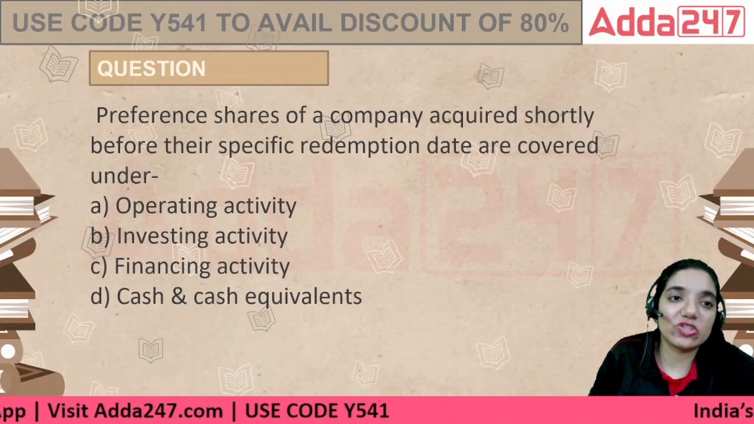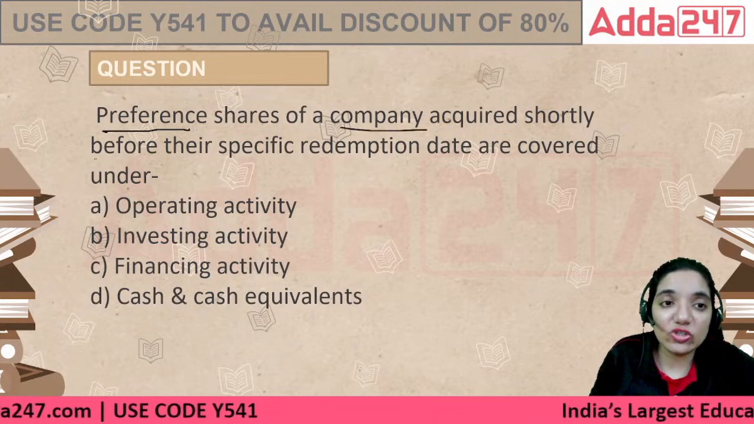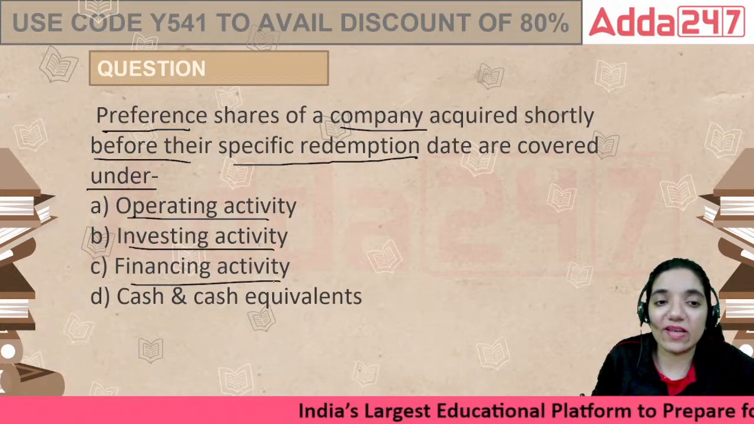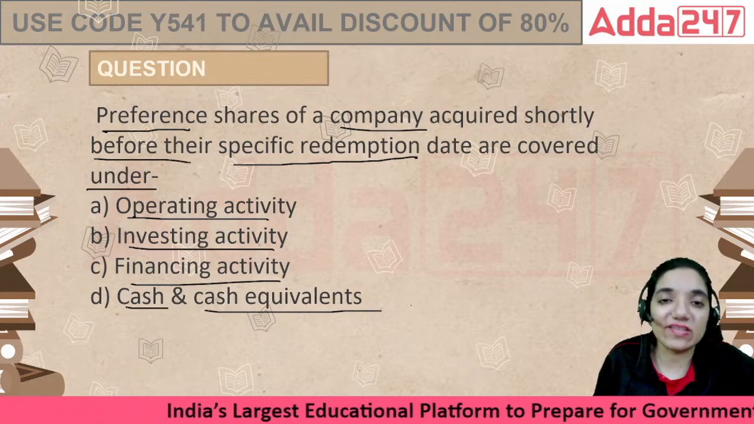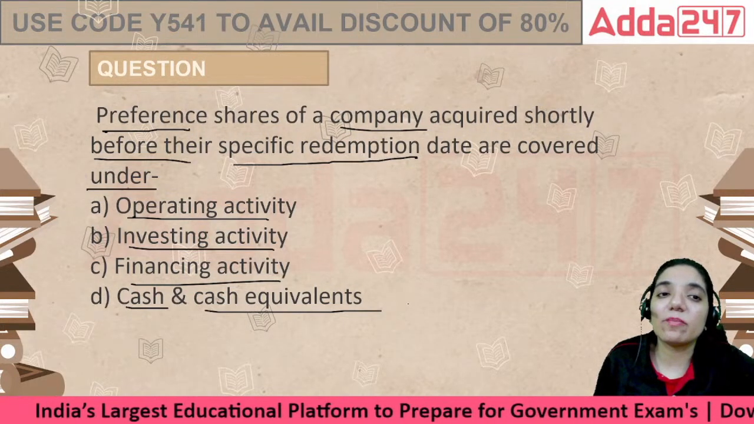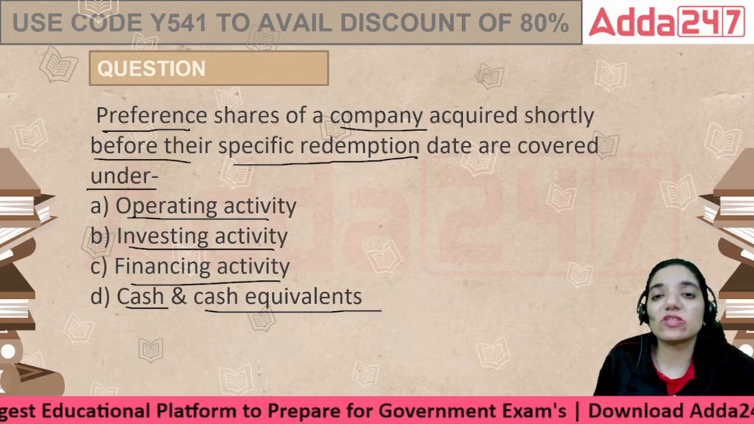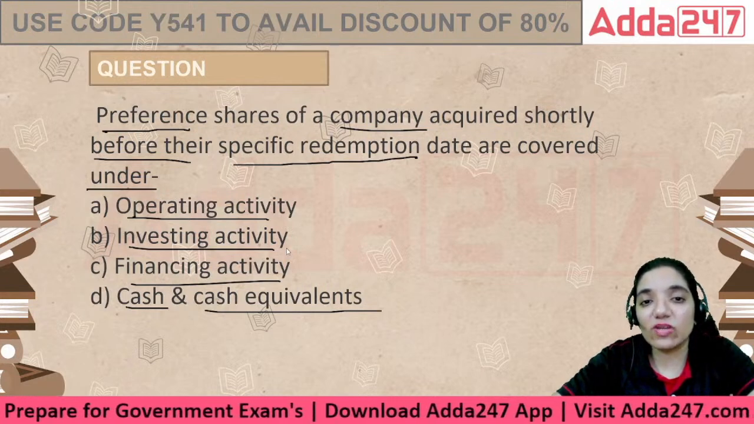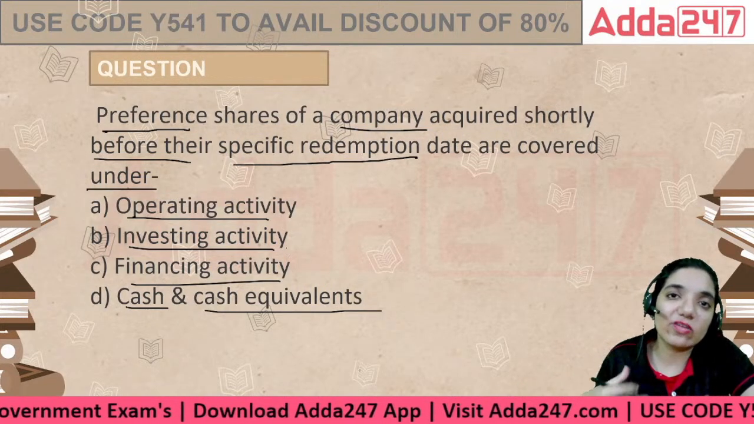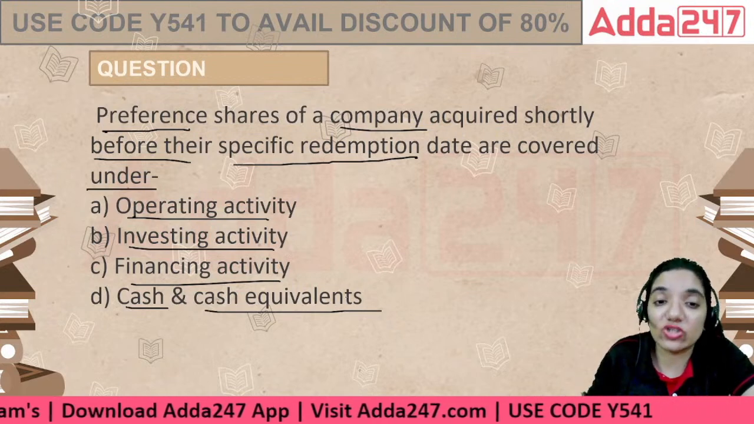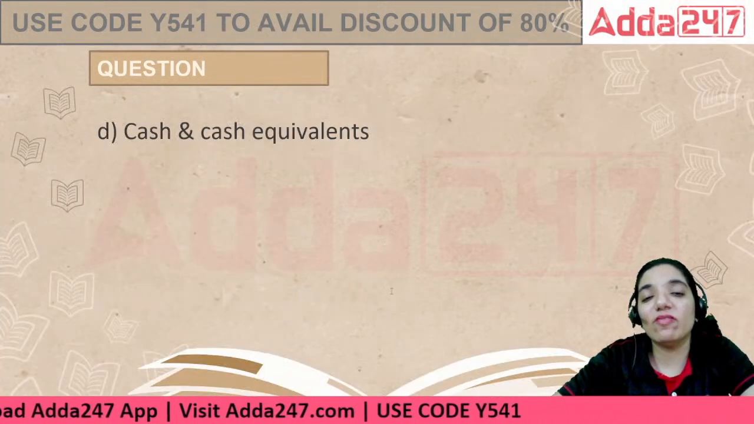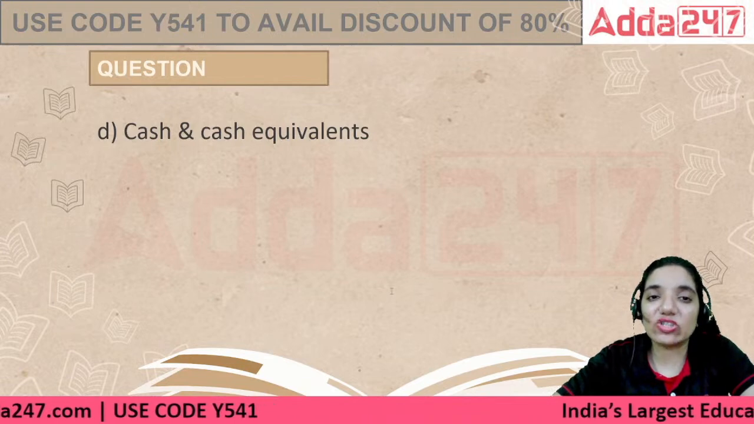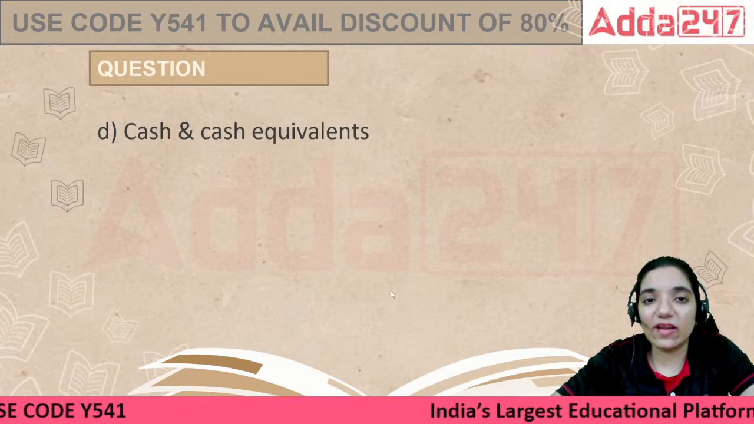Okay, here comes the next question. The preference shares of a company acquired shortly before their specific redemption are covered under operating activity, investing activity, financing activity, or cash and cash equivalents? We have just got them and we'll be getting rid of them soon. It's something bought which is going to materialize into cash very soon, so it's called cash and cash equivalents. Anything which can be converted into cash very swiftly would be treated as cash and cash equivalents, right?